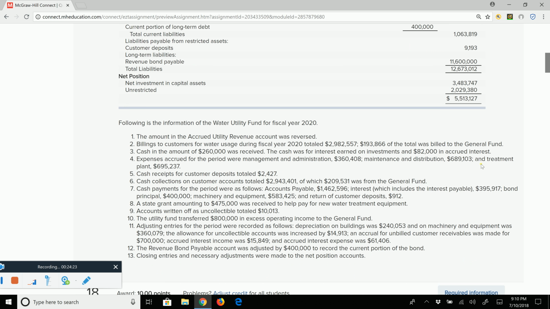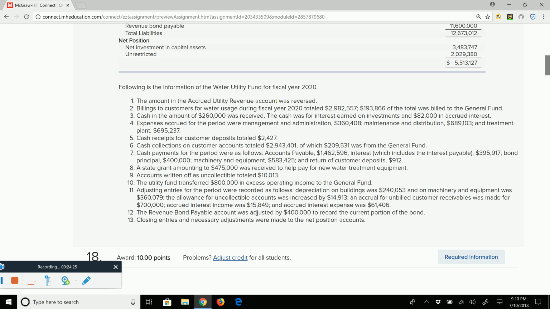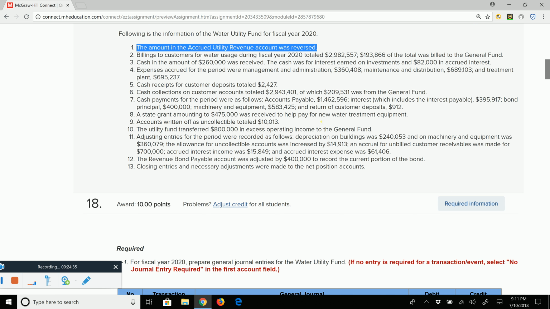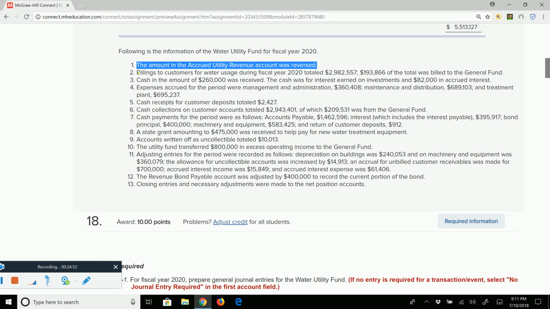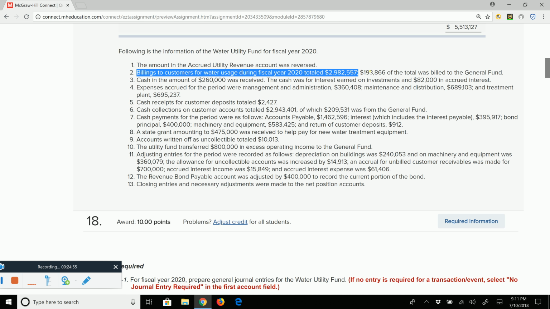So the journal entries are as follows. Using accrual accounting for the fiscal year 2020, that accrued utility revenue, one of the first journal entries of the new year is to reverse it. And so that's what we're going to do. We're going to reverse that water sale with a debit and we will credit the accrued utility revenue. So that goes away. That way we know when we do our billing, the first billing of the year, we're going to be able to record the full amount as revenue. Number 2, and this is it, the first billing of the year, $2,982,557.